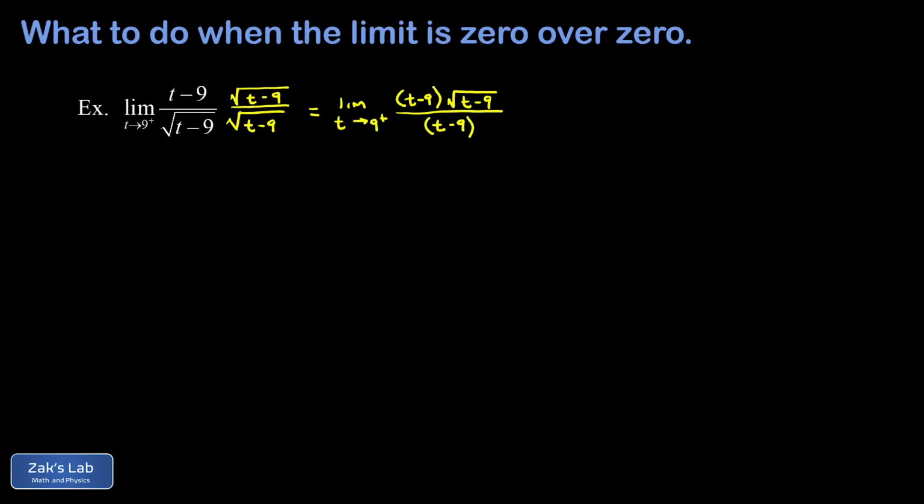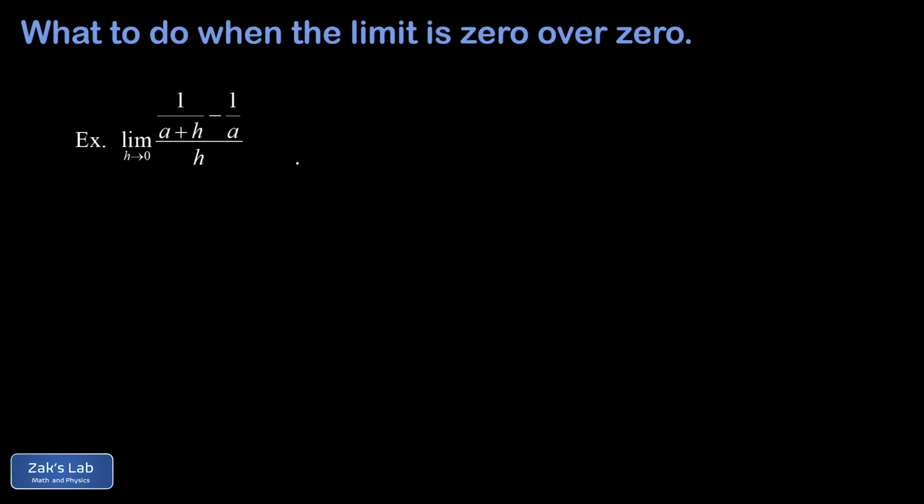And we're in luck, seeing that a factor of t minus 9 is going to cancel out here. And we end up with the limit as t goes to 9 from the right of the square root of t minus 9. Now replacing t with 9 doesn't cause any problems to occur, and I end up with the square root of 9 minus 9, which is 0.